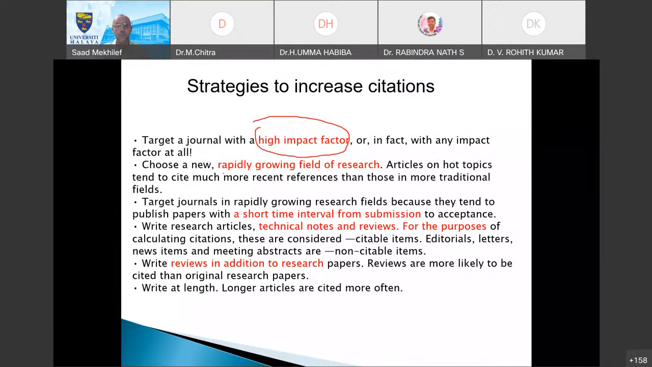Okay, number two, a rapidly growing field of research. Oh, this is very, very important. Some fields are very difficult for attracting citations. I'll give you an example: mathematics. Very difficult. For example, if you're working on control theory, it is very hard to get citations. For example, working on robotics: in robotics, the industry is ahead of academia. So who is going to cite your papers? So there are some areas which are very, very difficult.